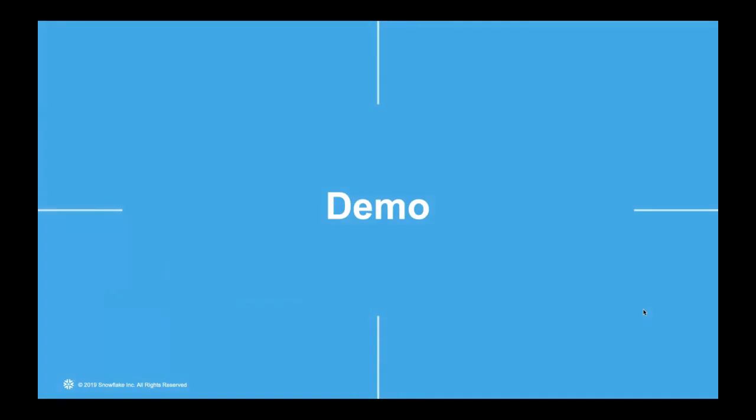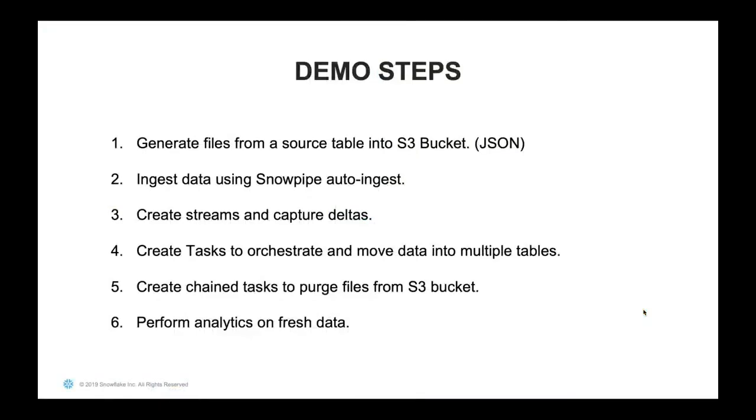So now we're getting to a point where I'm going to show you how these 4 capabilities can be put together to build a pipeline. The demo today is going to do a number of steps, so I would like to take you through those and then go and execute them. Step number 1 is to generate output files from a source table that I already have sitting inside Snowflake. This is a structured table, so I'm going to change that structured data into semi-structured JSON format, and I'm going to spit it out into an S3 bucket.